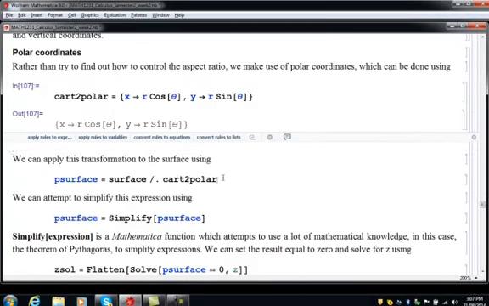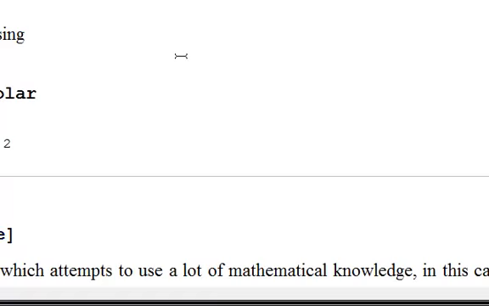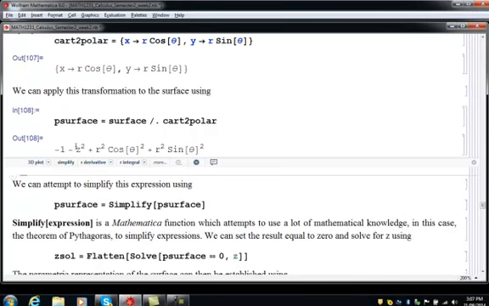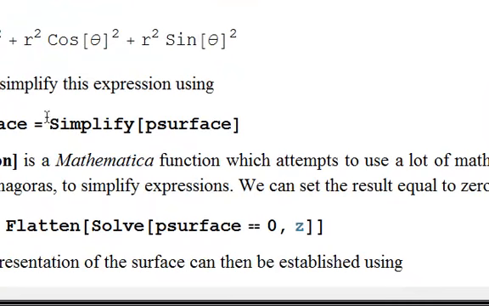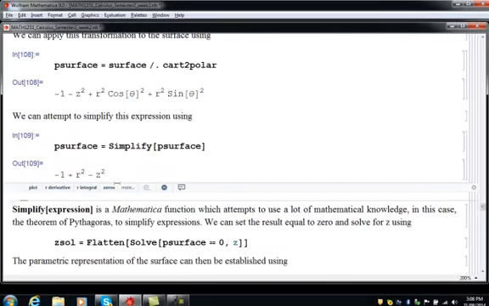And now we can take the equation of the surface and replace x and y by these expressions involving r and theta using this relation here. This looks a bit complicated, but we can simplify it by doing this. So we take the Mathematica function Simplify and apply that to the parametric surface.